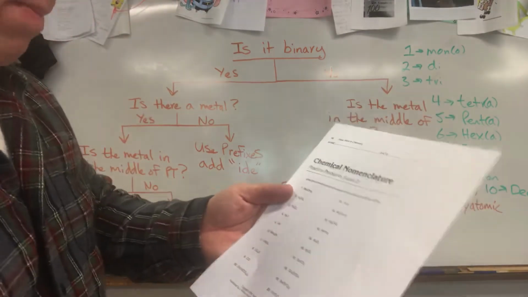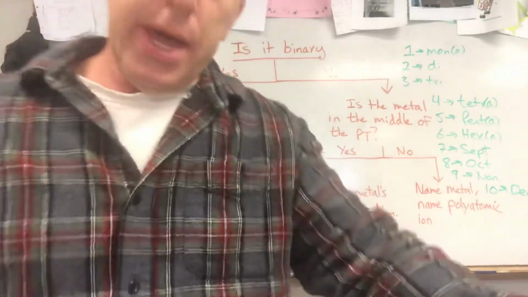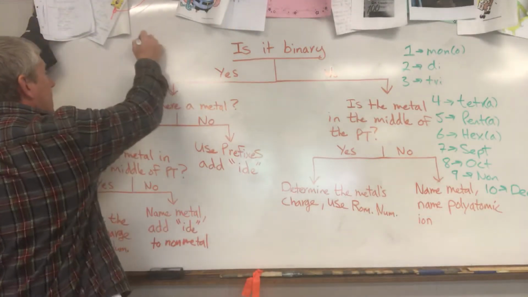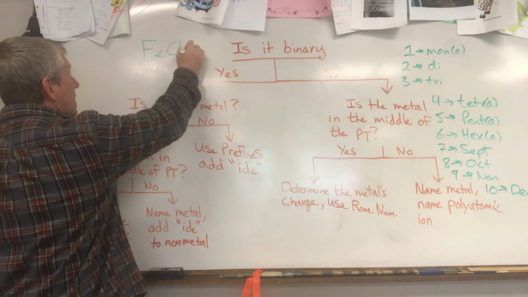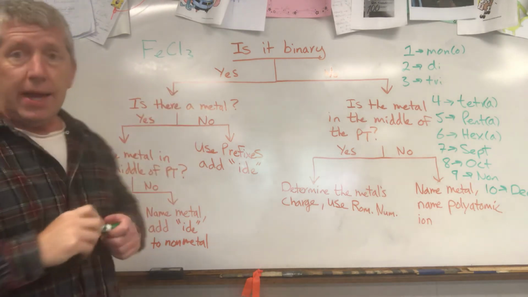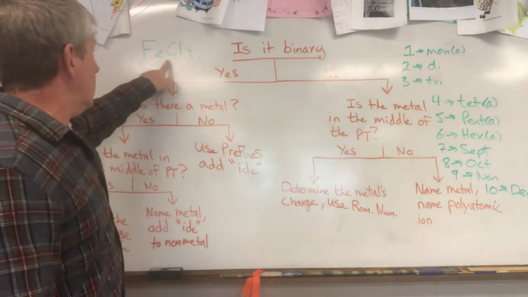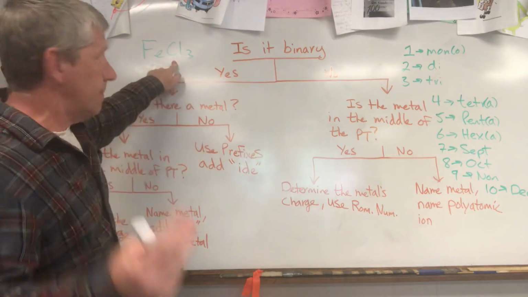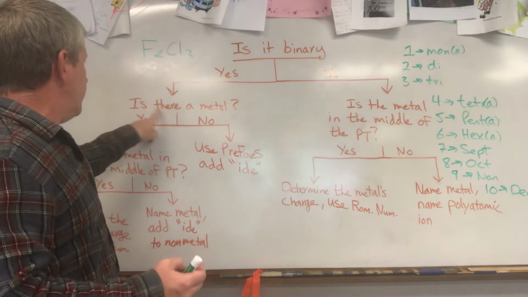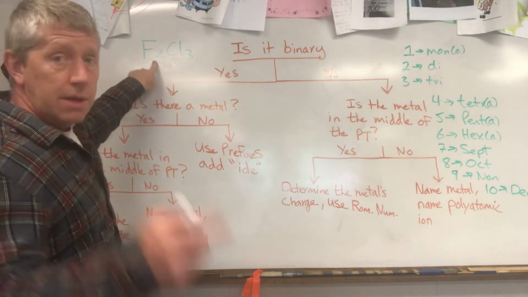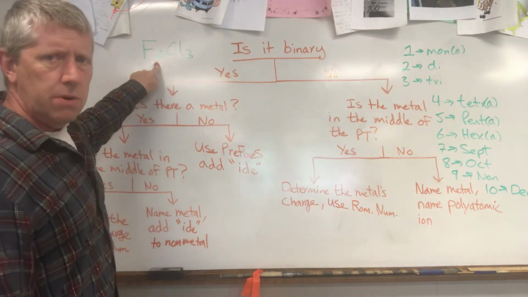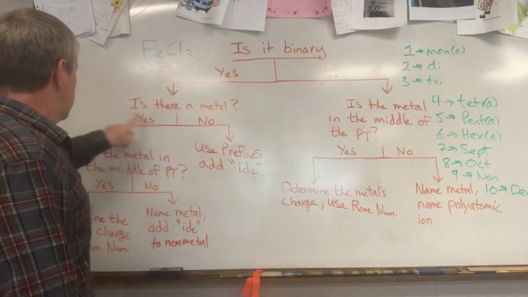Okay, let's take a look at the back side here. Level 2 problems. Let's do number 3. All right, you've got iron, FeCl3. Okay, name it. Is it binary? Iron, chlorine. Yes. Is there a metal? Yeah, you know iron's a metal. Come on, you know that. Iron's a metal. So yes.